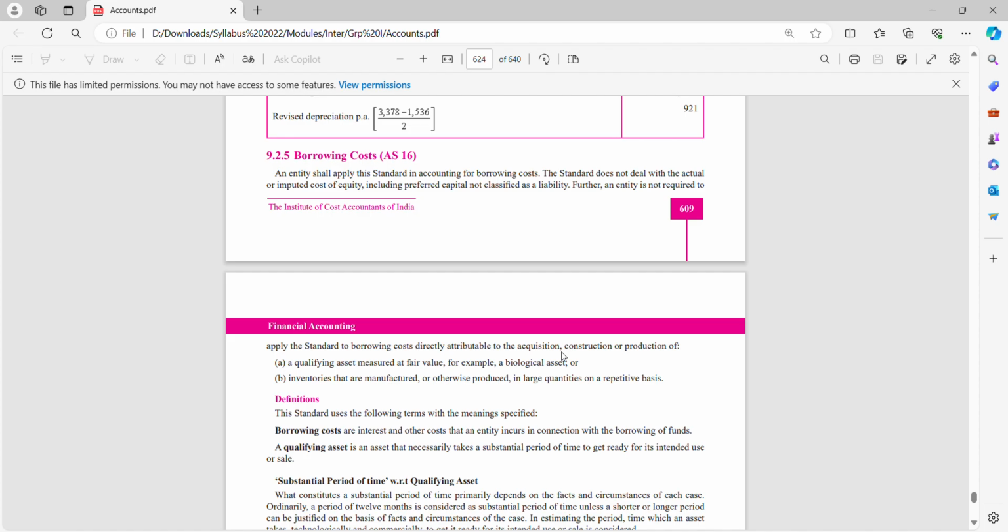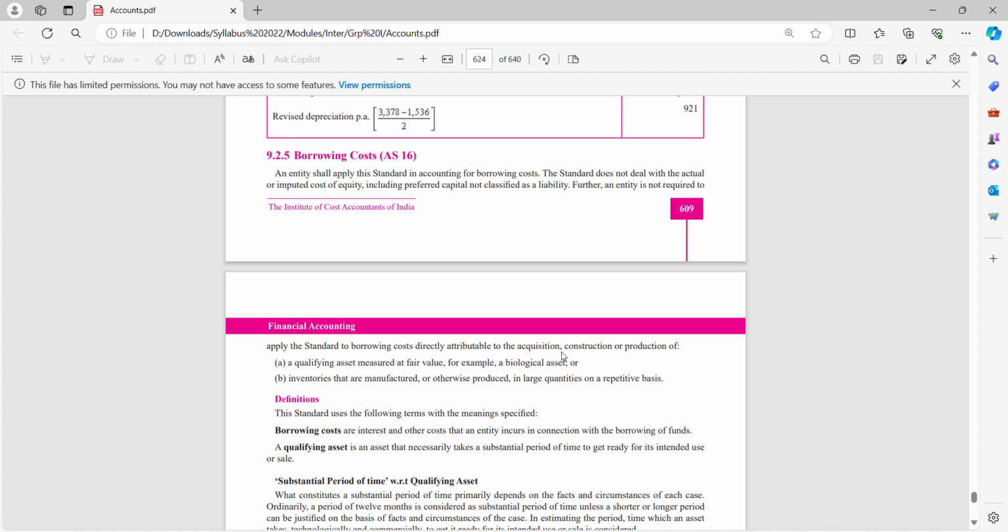An entity shall apply this standard in accounting for borrowing cost. The standard does not deal with actual or imputed cost of equity, including preferred capital not classified as a liability. Further, an entity is not required to apply the standard to borrowing costs directly attributable to the acquisition, construction, or production of a qualifying asset measured at fair value. For example, a biological asset or inventories that are manufactured or otherwise produced in large quantities on a repetitive basis. So we have borrowing cost.